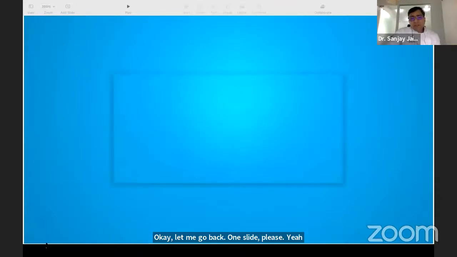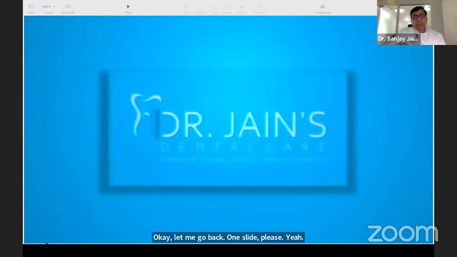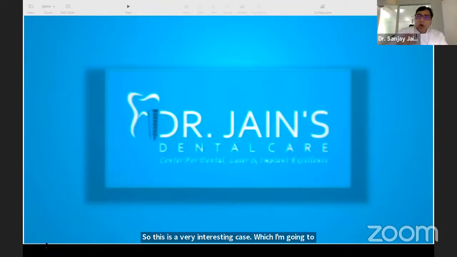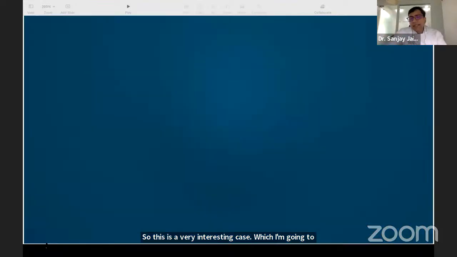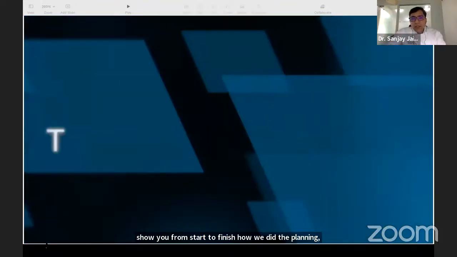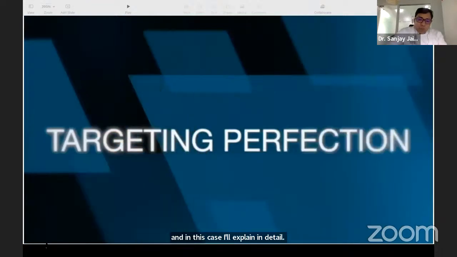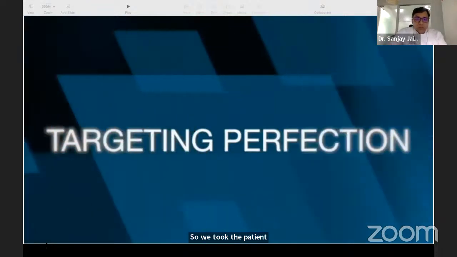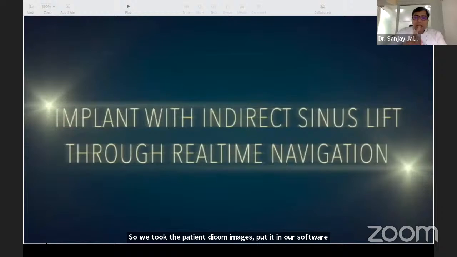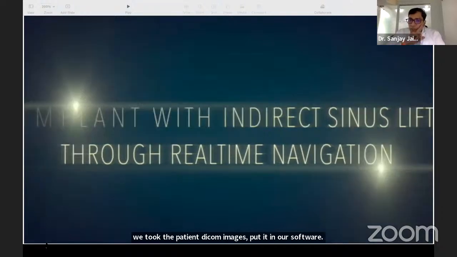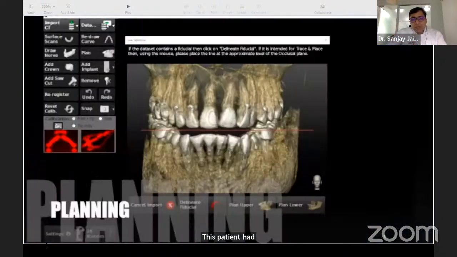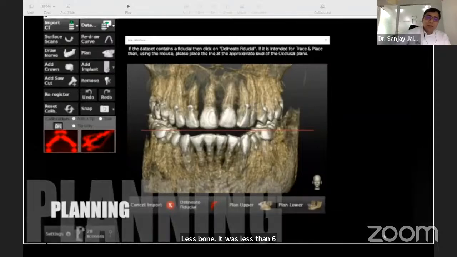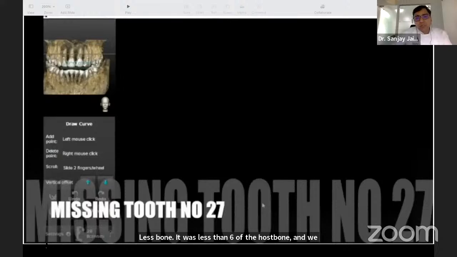So this is a very interesting case, which I'm going to show you from start to finish, how we did the planning. And in this case, I'll explain in detail. So we took the patient DICOM images, put it in our software. This patient had an upper left 7 missing with very little bone. It was less than 6 millimeters of host bone, and we wanted to do an implant here. So missing tooth number 27.